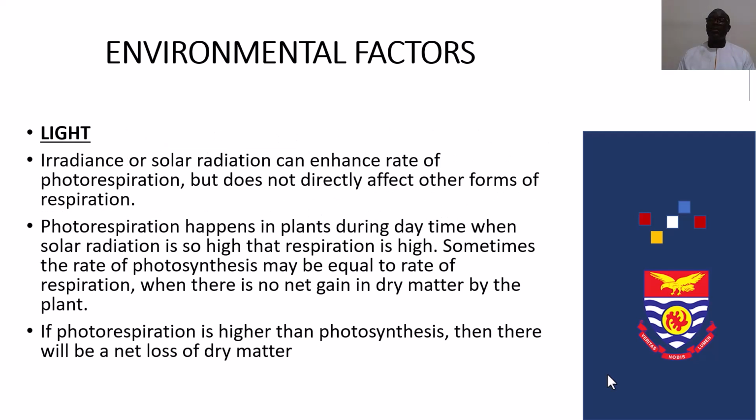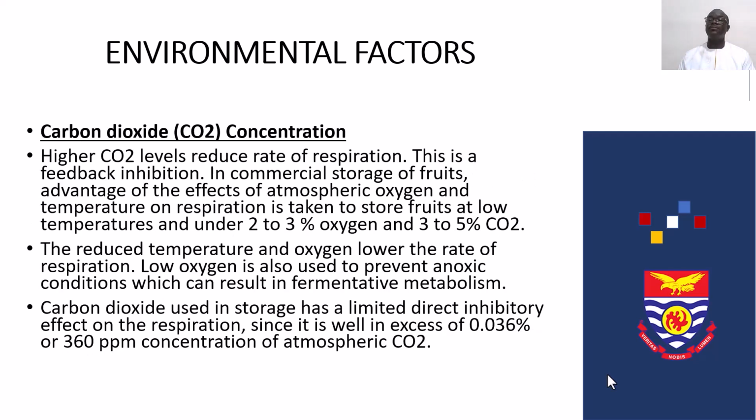Light, irradiance or solar radiation can enhance the rate of photorespiration but does not directly affect other forms of respiration. Photorespiration happens in plants during daytime when solar radiation is so high that respiration is high. Sometimes the rate of photosynthesis may be equal to the rate of respiration when there is no net gain in dry matter by the plant. If photorespiration is higher than photosynthesis, then there will be a net loss of dry matter.